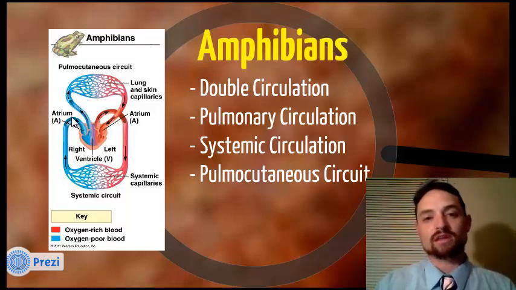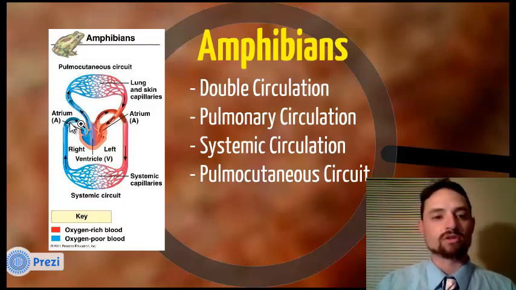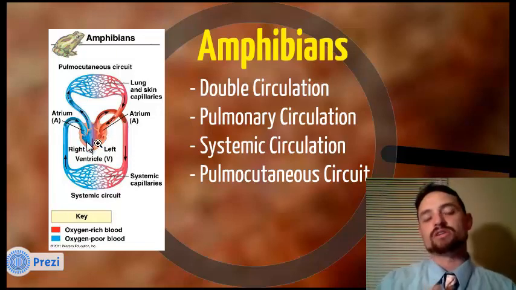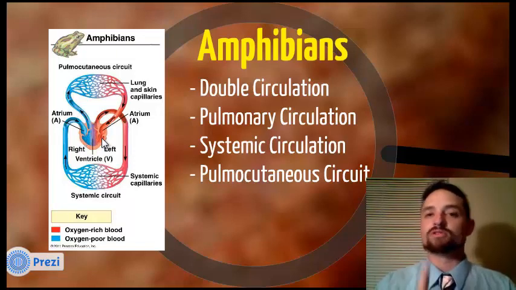So let's start that kind of all over so that I don't confuse you too much, hopefully. So you've got oxygen-poor blood coming into the right atrium. That oxygen-poor blood goes to the ventricle. Now, here's the issue here. There is no separated ventricle in amphibians. There's just one chamber there. So as that heart pumps, of course, the oxygen-poor blood's coming in on this side.